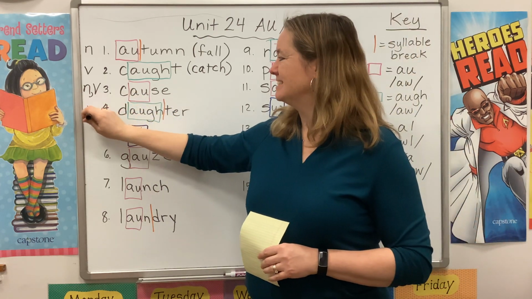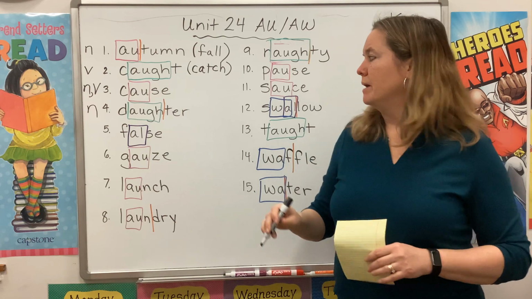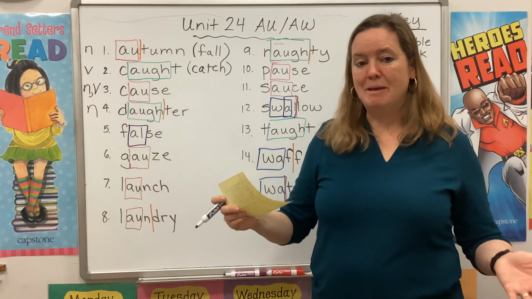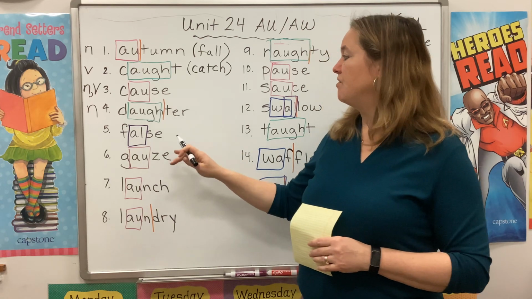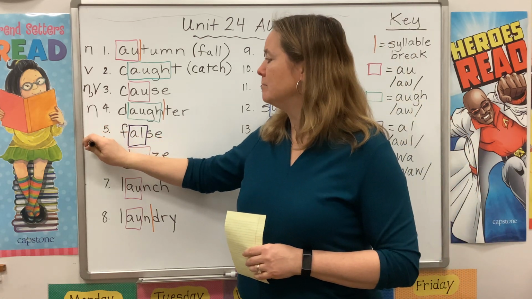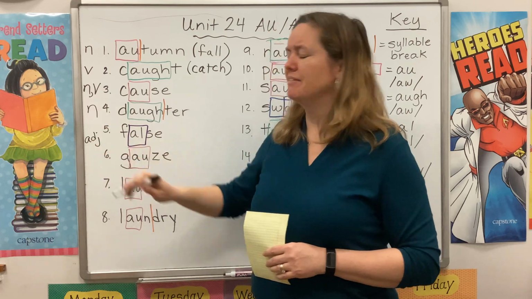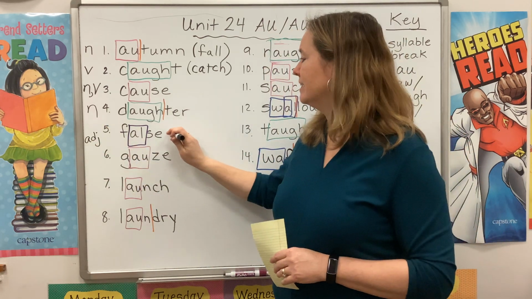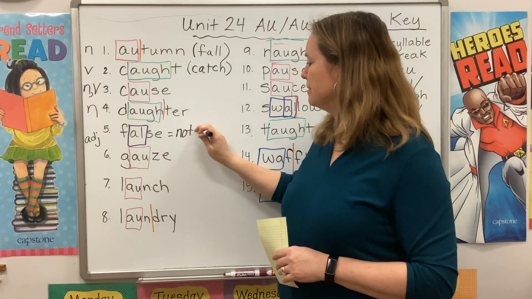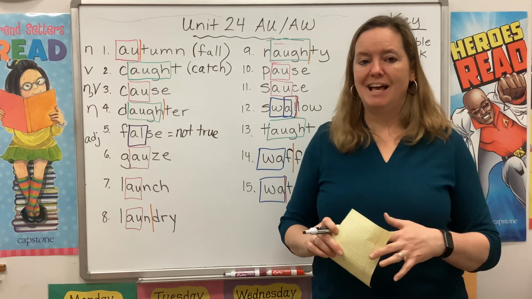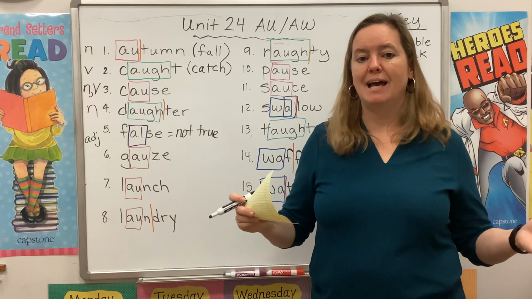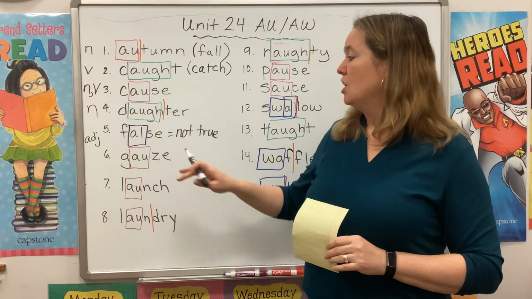Daughter, that's a noun, right? When a woman has a baby, if it's a girl, that girl is her daughter. False is a describing word. That's an adjective. If something is false, it's not true. Okay? Cats have 3 legs. That's false, right? Cats have 4 legs.